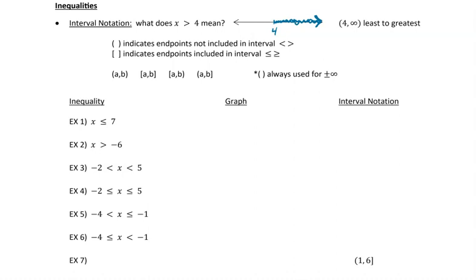Now at 4, can x equal 4? No, because we said x has to be greater than 4. That means it can't be 4 because 4 isn't greater than 4. It's equal to 4. So all we're going to do is put a parentheses, and I'll explain that more in a second.